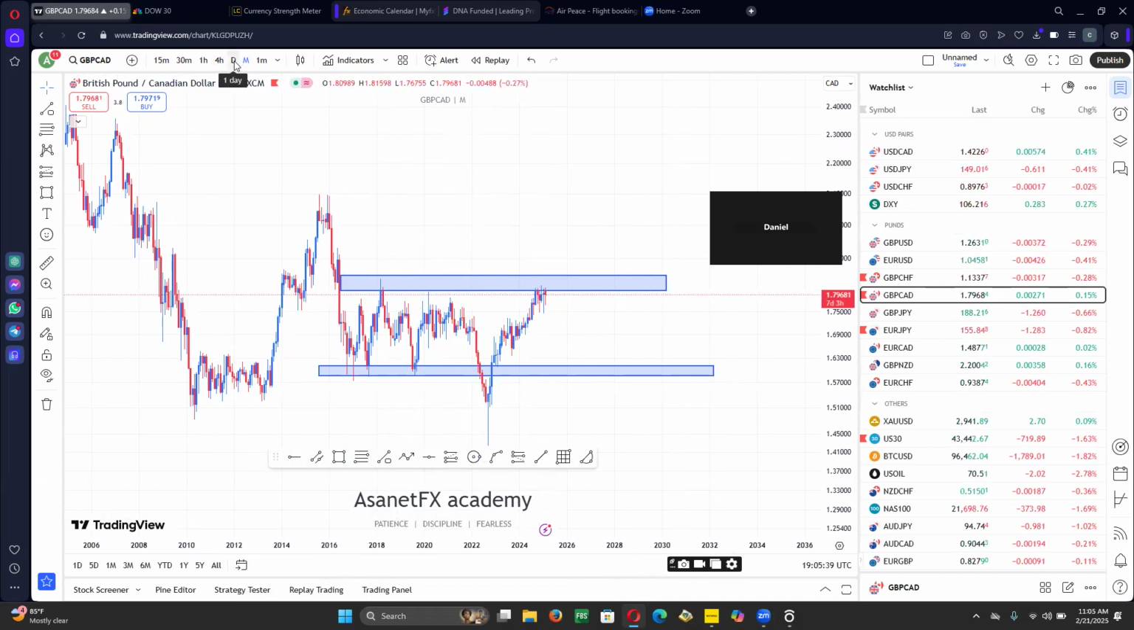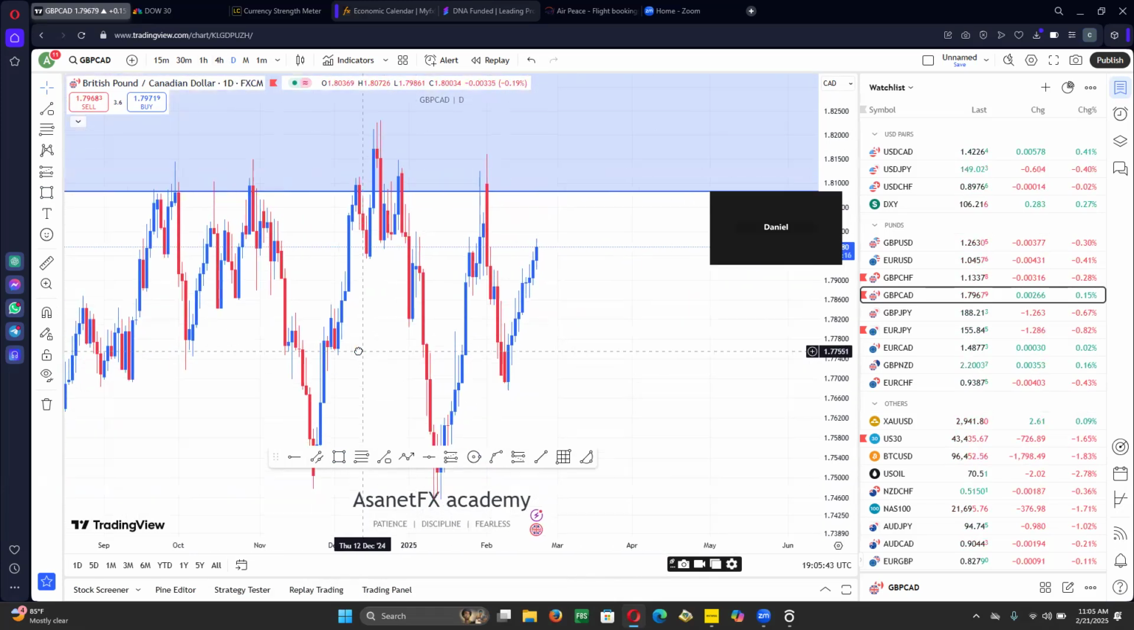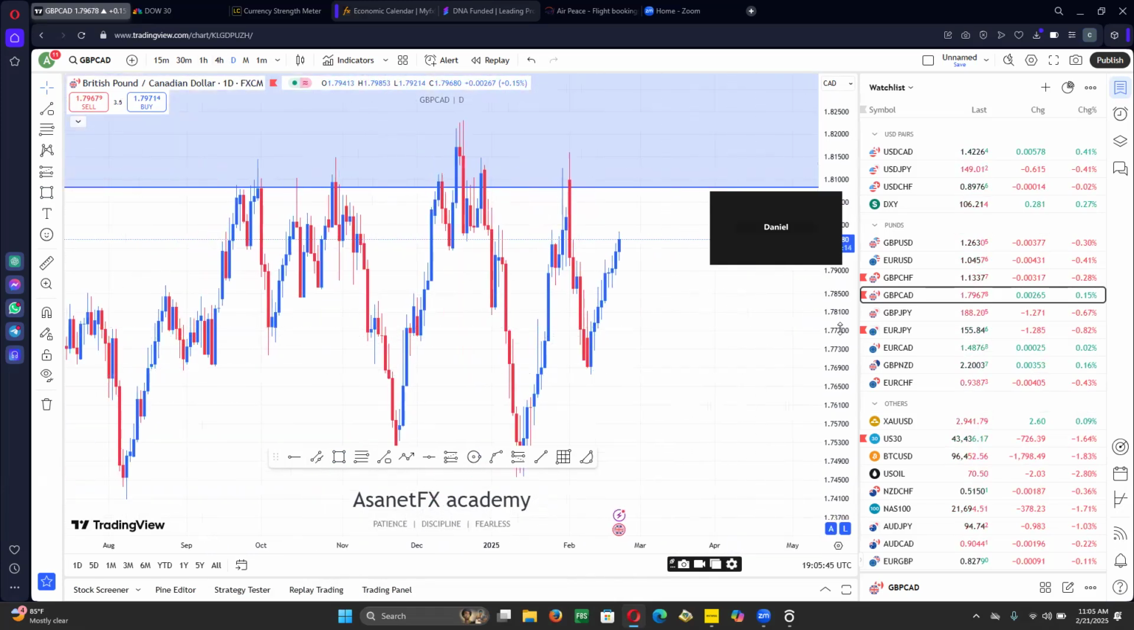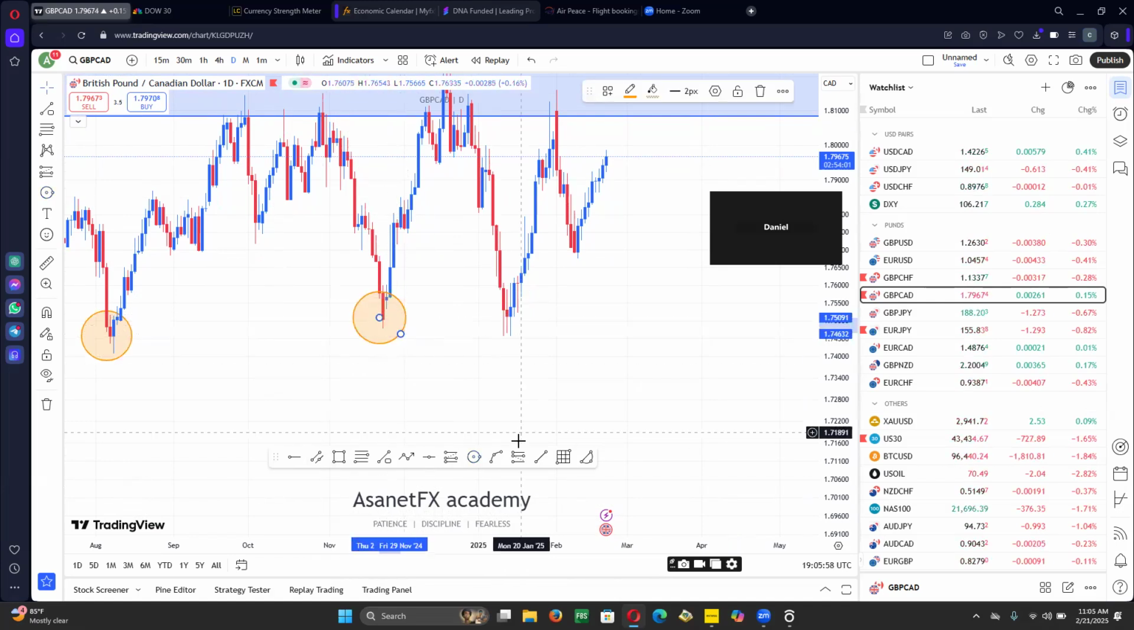Let's go to day. On day again, you have known how to spot your support and resistance. Any two touches like we have here now. Let me map out the touch. We have this touch 1. We have this touch 2.